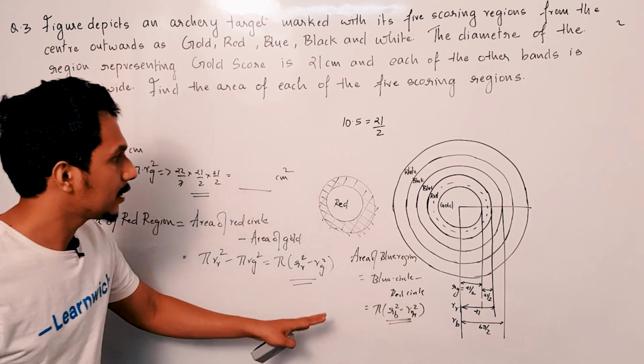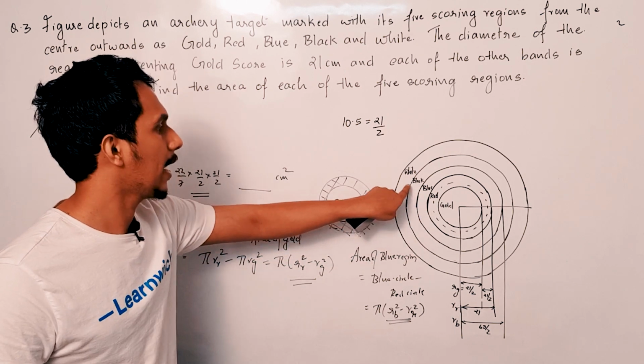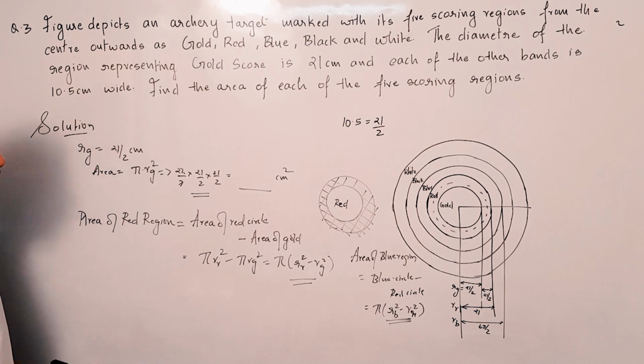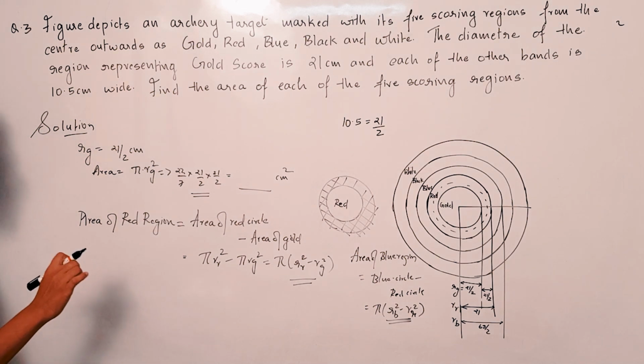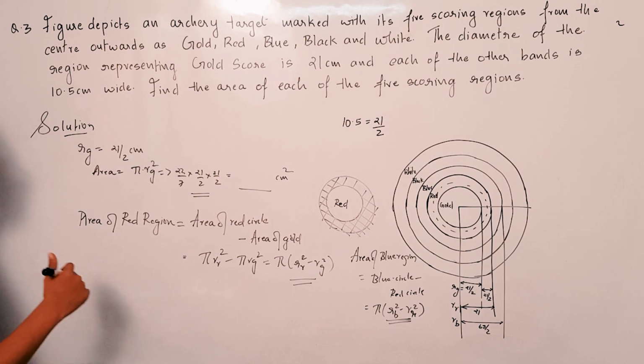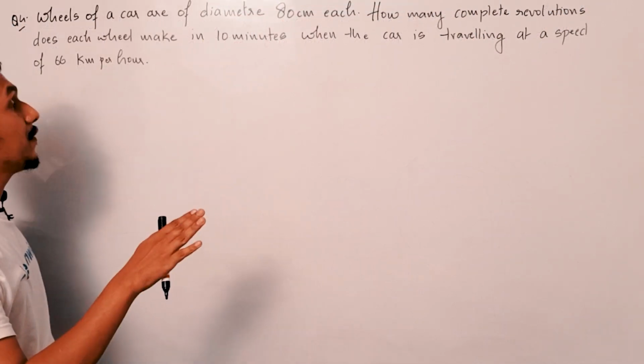Okay, like that you can proceed with black and white and find the answers for all the separate regions. And with that, your question number 3 is finished. Okay, understood? So with that, we'll move to question number 4. Yeah, we finished question number 3.